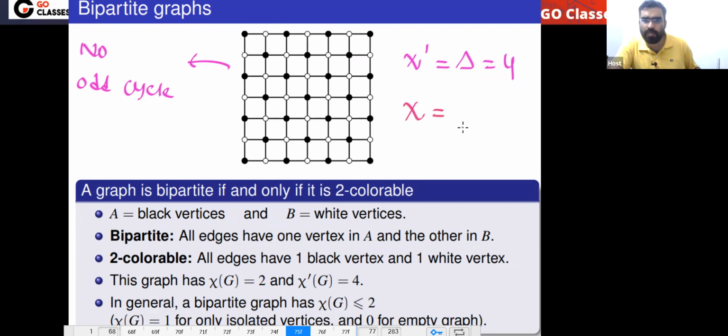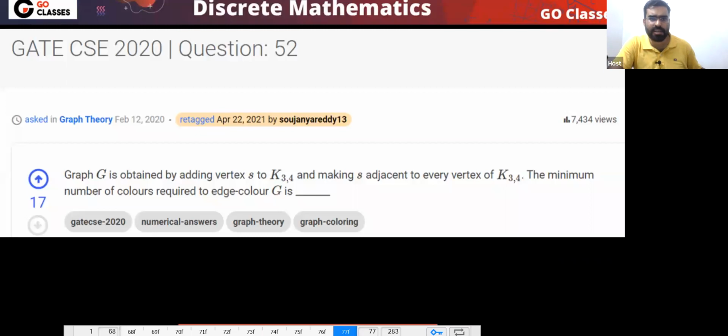And what is the chromatic number for bipartite graph? That is 2. Chromatic number will be 2. Is this clear? Let's see this GATE exam question. This is the latest, GATE 2020. What should be the answer for this question?